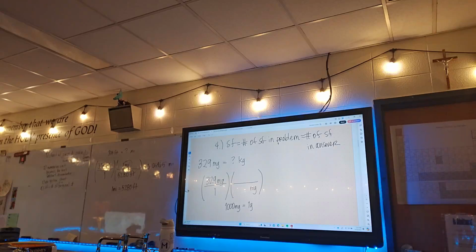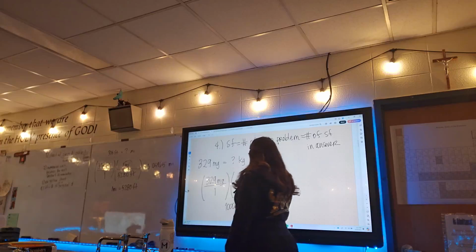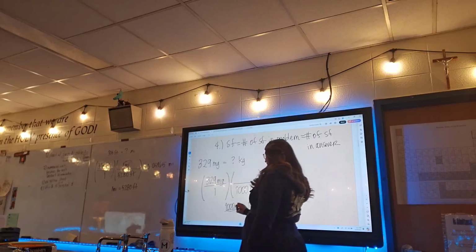Where should the 1,000 go, on the top or on the bottom? Raise your hand if you think it should go on the top. Raise your hand if you think it should go on the bottom. The bottom is correct. How do you know? It has to stay with that unit.